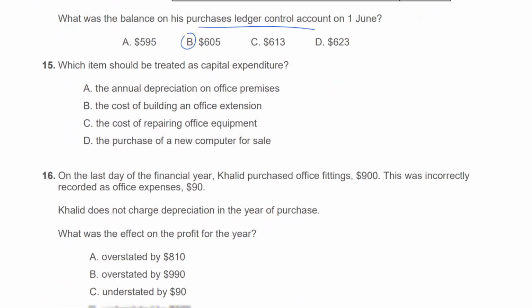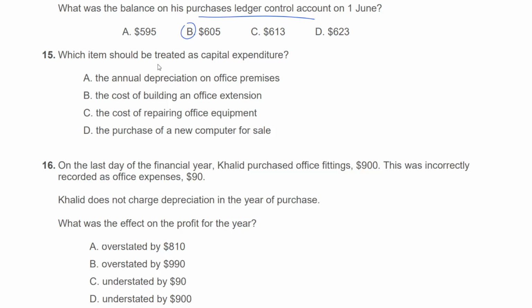Let's move on. Number 15. Which item should be treated as capital expenditure? The cost of building an office extension, right away, this is the answer. The annual depreciation, that's revenue. That's not even expenditure. It's not an outflow. But if you had to put it in a category, that's revenue expenditure, because although it's a non-monetary expense, it shouldn't really fall in that category. But if you're just talking about those four categories, definitely not capital expenditure.